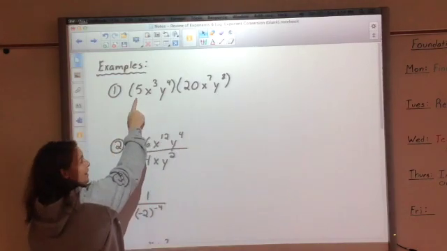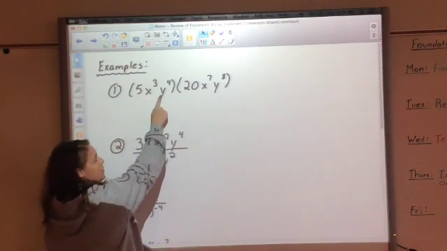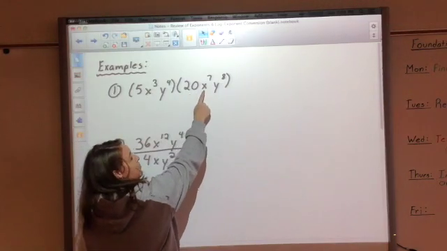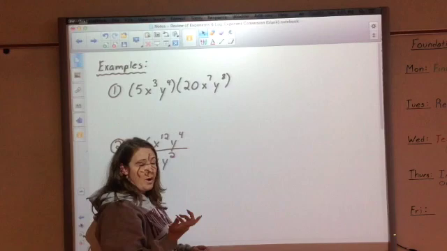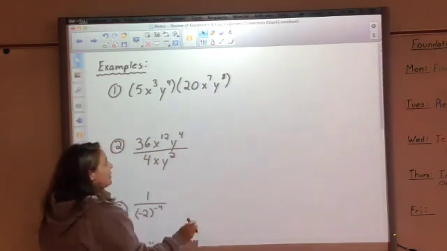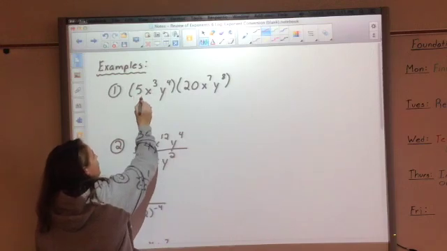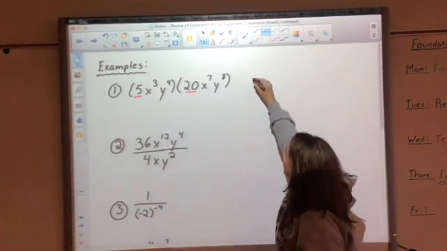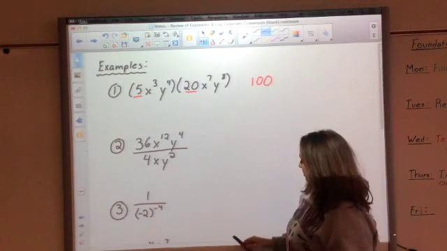This is 5 times x cubed times y to the 4th. Then all of that multiplied by 20 times x to the 7th times y to the 8th. So we take these piece by piece. The first thing that we're going to do is look at our numbers. So we have 5 and 20. If I multiply that together, I'm going to get 100.